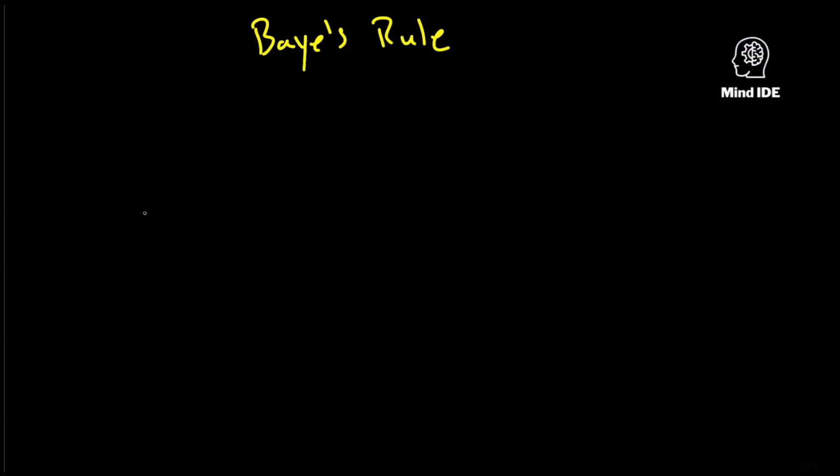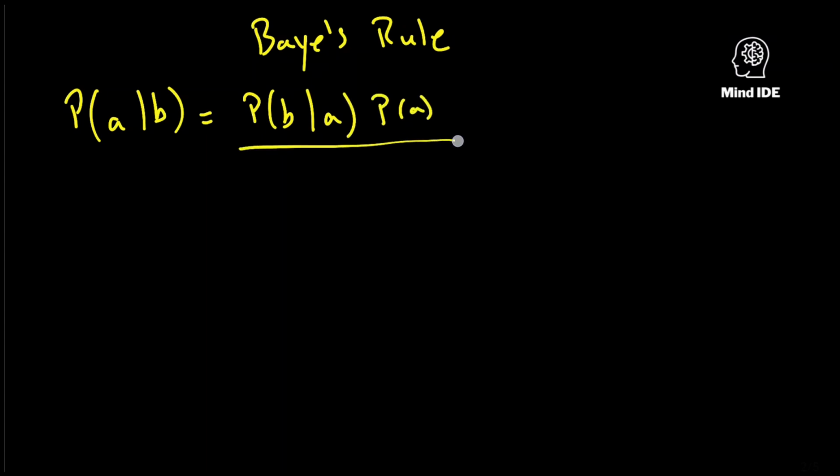And basically how you set up this equation is like this. P of A given B is equal to P of B given A multiplied by the probability of A divided by the probability of B. And that might be confusing, so we're going to go through an example.